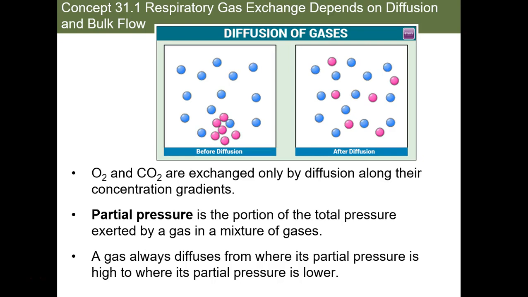Oxygen and carbon dioxide are exchanged by diffusion along their concentration gradients. Partial pressure is the portion of the total pressure exerted by a gas in a mixture of gases. A gas will always diffuse from where its partial pressure is high to where its partial pressure is lower.